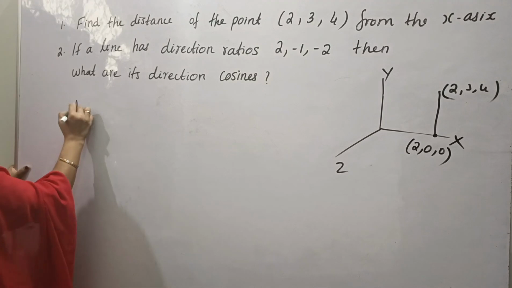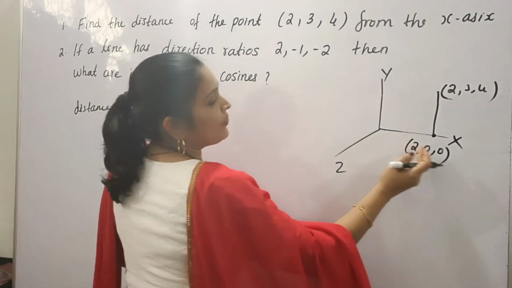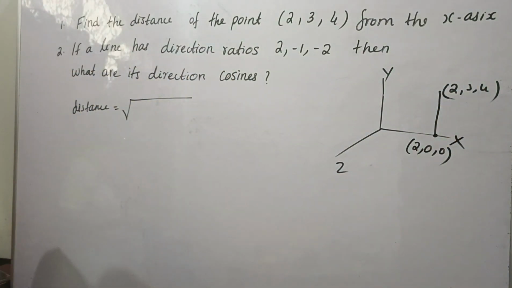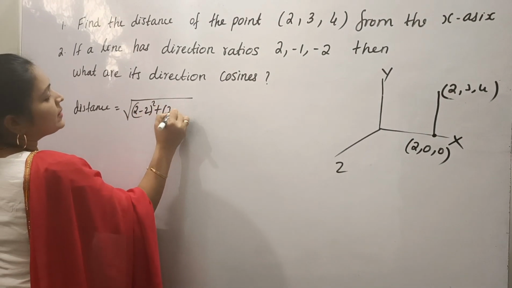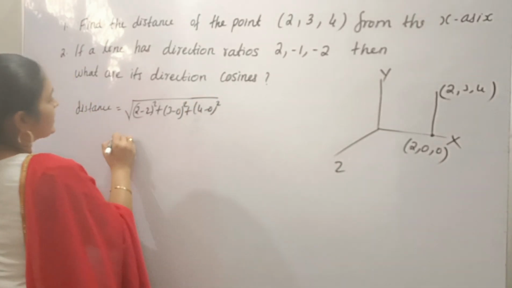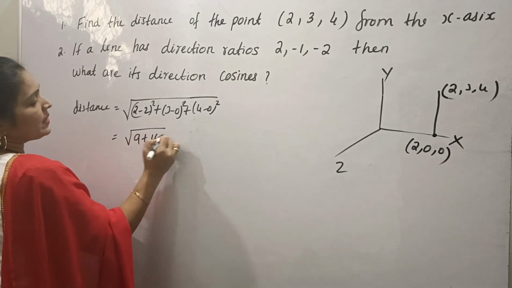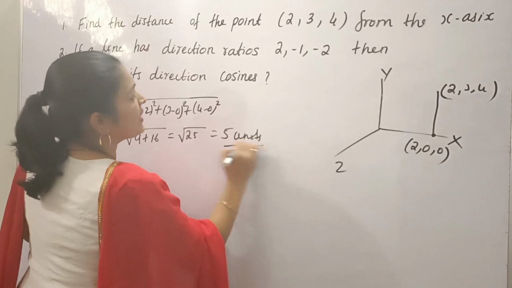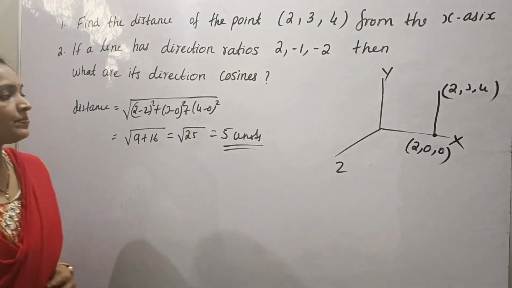Distance is equal to square root of, suppose x1, y1, z1 and x2, y2, z2. So what is the distance formula? x2 minus x1 whole square, that is 2 minus 2 whole square plus 3 minus 0 whole square plus 4 minus 0 whole square. That is equal to square root of 0 plus 9 plus 16, that is square root of 25, which is equal to 5 units. So the distance of the point from the x-axis is 5 units.